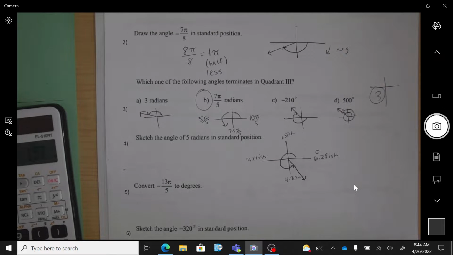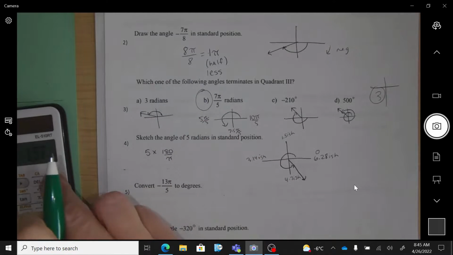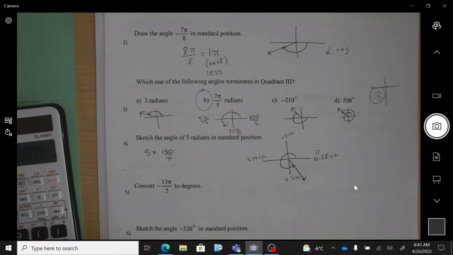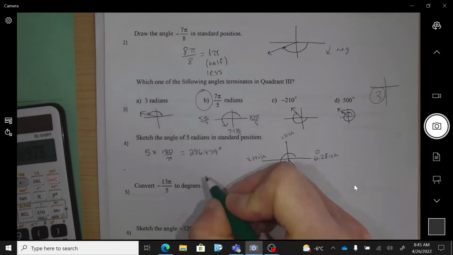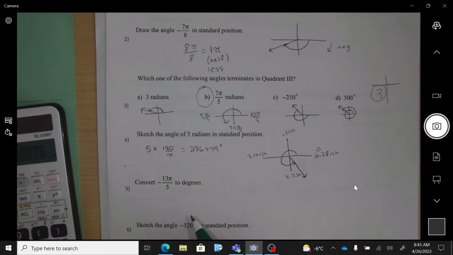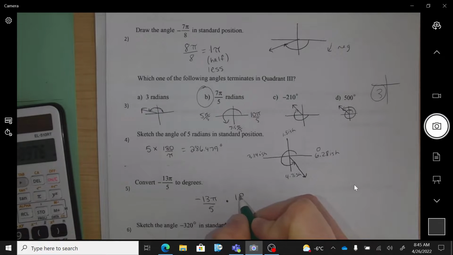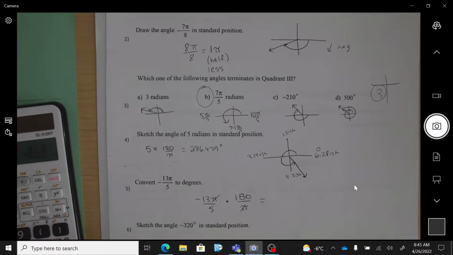Okay, if you're stuck and you have a calculator, remember you can always times it by 180 and divide it by pi, which turns it into degrees. And then maybe you would have a better idea of where that would be. Convert to degrees, so we're in radians. So we times by 180 over pi. Okay, those pi's will cancel, which makes negative 468 degrees.